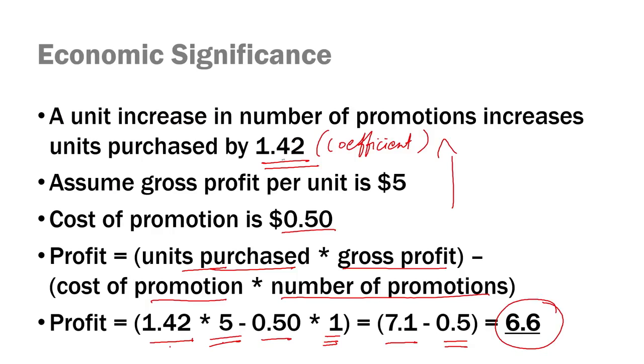If the coefficient was not 1.42, what if the coefficient was 0.01? What if the coefficient was 0.01 and not 1.42? Then it is not worth it. The cost is equal to the benefit, you don't do the promotion. So that's what I meant by saying that even when you have statistical significance, you may not have economic significance. You need to look at the effect size. You need to plug this into a profit equation and see whether it makes sense to invest in the promotion.